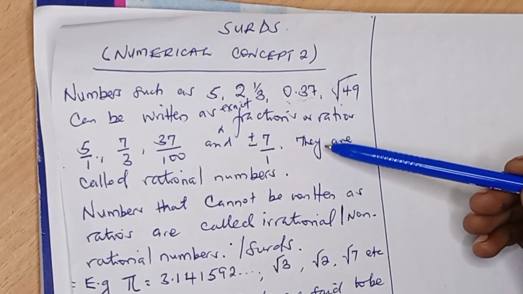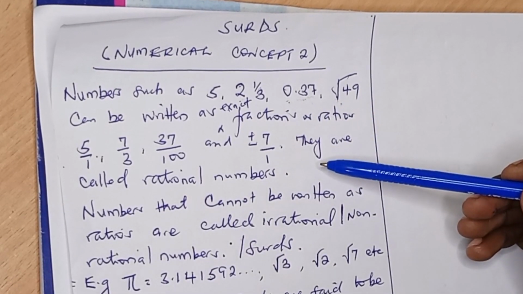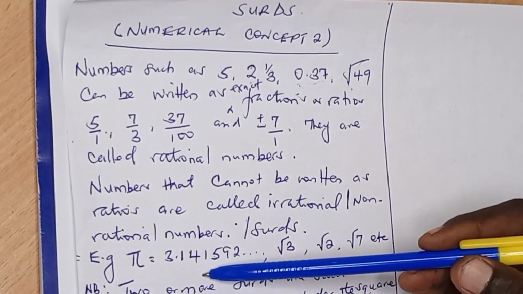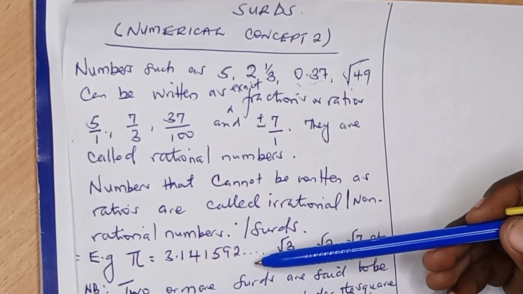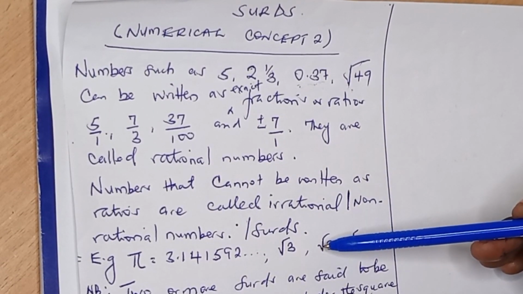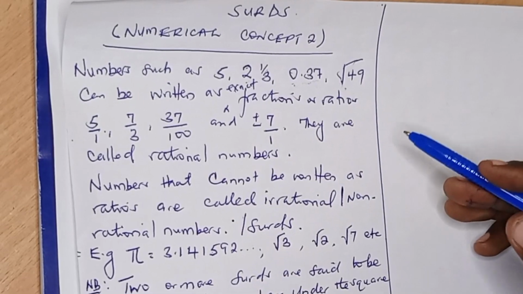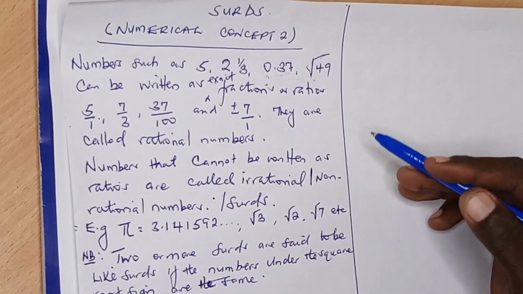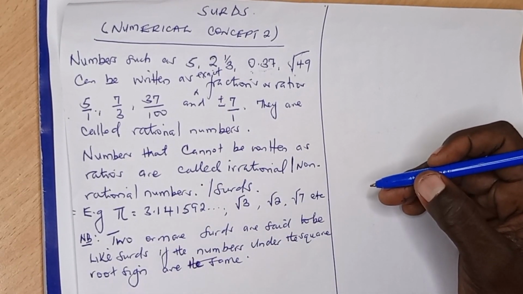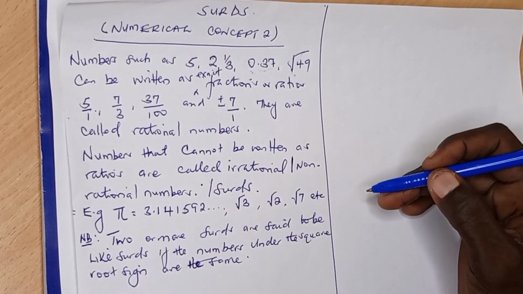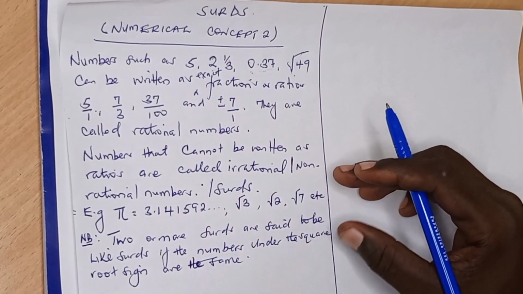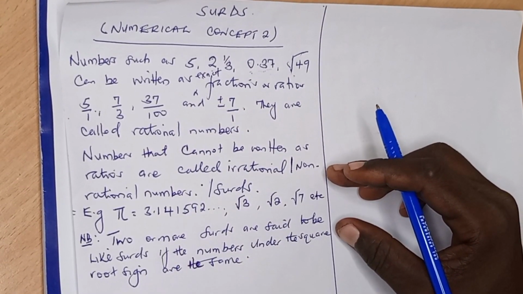However, numbers which are called SADS are those which cannot be expressed as fractions. For example, we have pi, whose value is 3.14159, and so on. The square root of 3 cannot be expressed as a fraction. The square root of 2, square root of 7, square root of 13. In other words, the square roots of numbers which are not square numbers are the ones called SADS. Now, SADS are of two types. We have the like SADS and the unlike SADS.